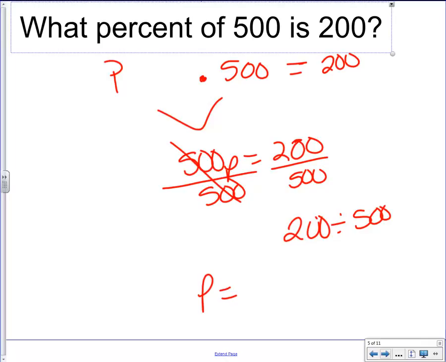to, looks like 0.4. It's the same thing that it was on the other screen. I move my decimal 2 places and I get 40%. Final answer.